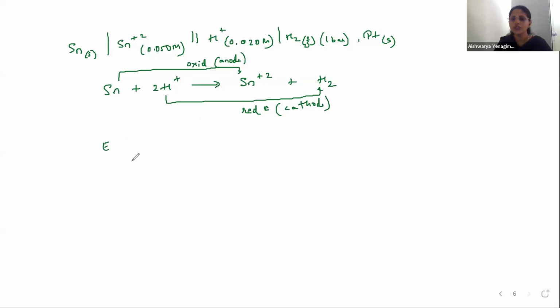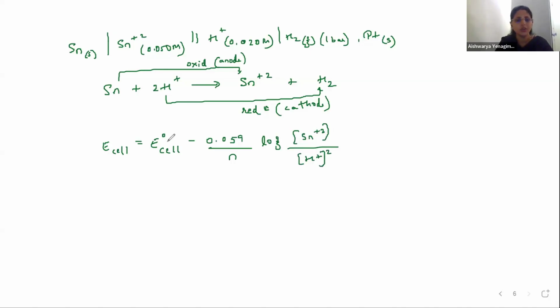So for this particular equation, the Nernst equation: E cell is equal to E naught cell minus 0.059 by n log of the concentration of Sn2+ by the concentration of H+ raised to what? Raised to 2, because 2 is my coefficient. Okay. And what is E naught cell? E naught cell is E naught cathode, the standard reduction potential, because they have said 298 Kelvin also, minus E naught anode.